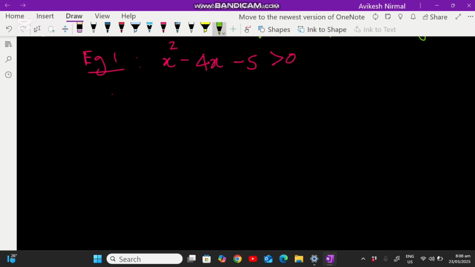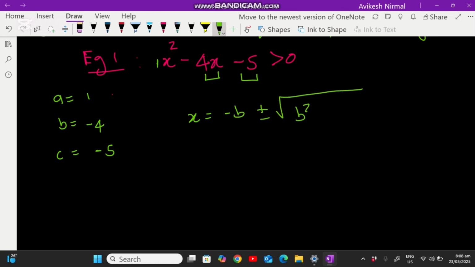Once again, I'm gonna highlight the values. So a here is the coefficient of x squared, which is 1. B is the coefficient of this term here, which is minus 4, and C is the number on its own, which is minus 5. Okay, so using the quadratic formula, which is x equals negative b plus or minus square root of b squared minus 4ac, and whole thing is divided by 2a. Okay, that's a 4 here.